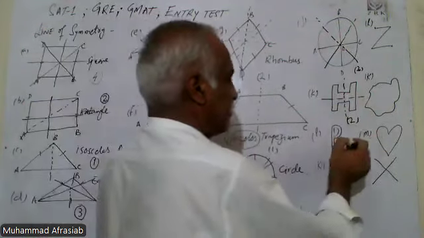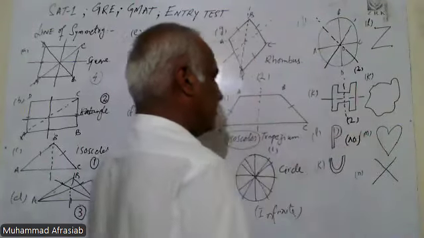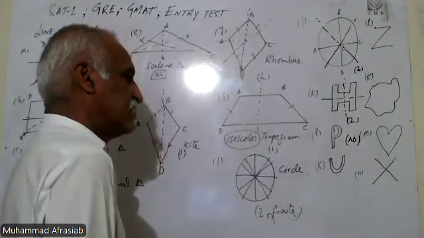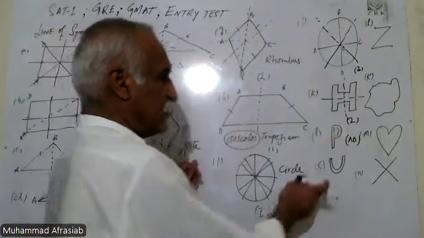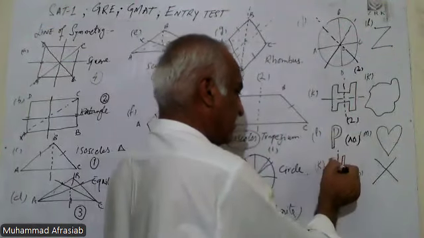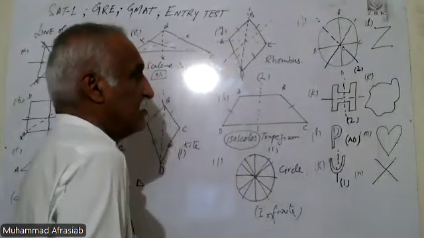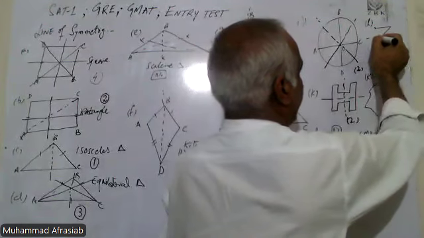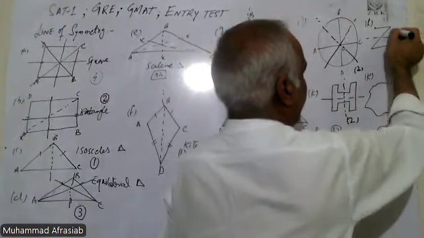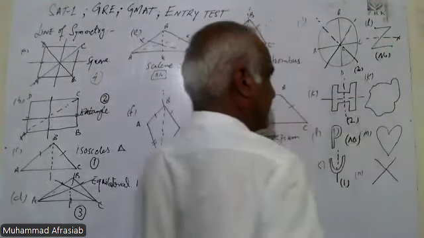For P, there is no line of symmetry because you cannot have any line which can divide it into 2 equal and congruent parts that can map onto each other. For this figure U there is only 1 line of symmetry. For this figure Z there, if you draw this line, then it cannot map. If you draw this line, it cannot map. So there is no line of symmetry for this symbol Z there.